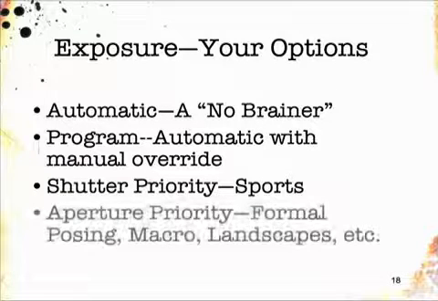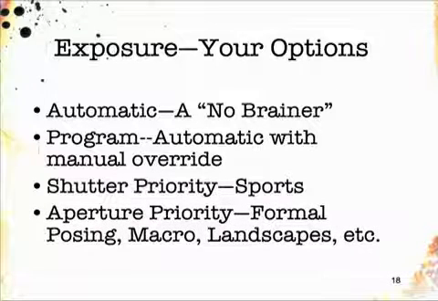Another option is the aperture priority option. The aperture is also called the iris. It's the round window that controls the amount of light that is let through your lens so that you can see the final image. This is a particularly useful mode for formal poses, for macros, which is a shot of something very, very close, or for landscapes.